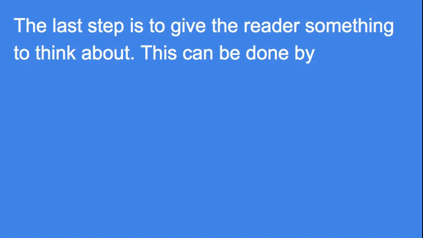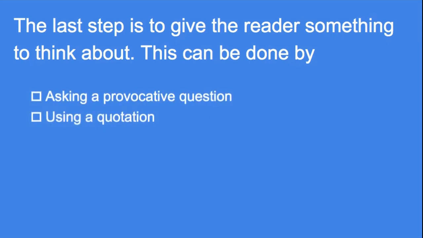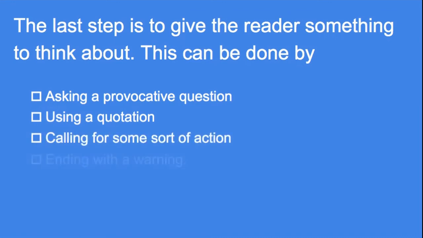Now, the last step is to give the reader something to think about. This is probably the most challenging aspect of writing a conclusion. However, you can leave your reader something to think about if you do one of the following. You could ask a provocative question. You could use a quotation from someone notable. You could call for some sort of action. You could end with a warning.